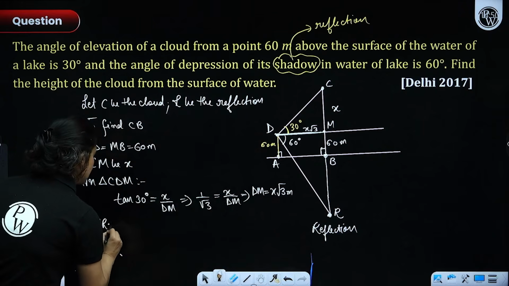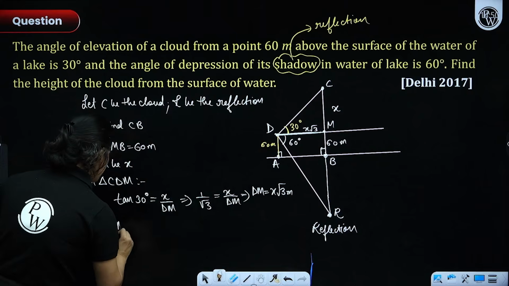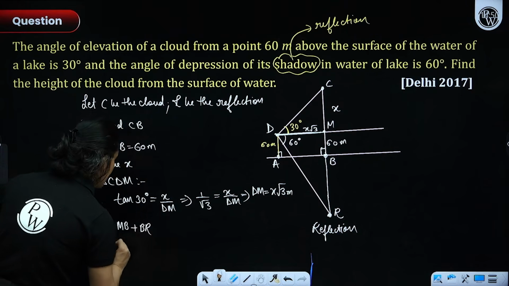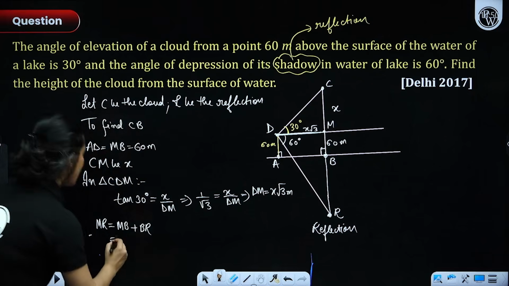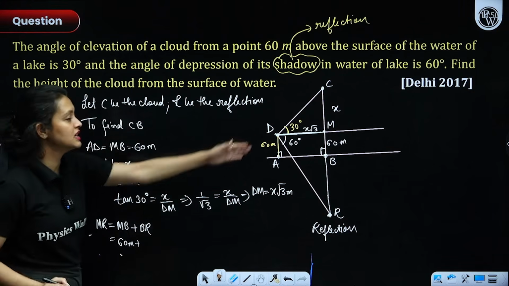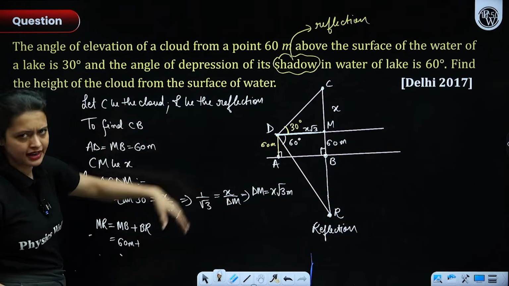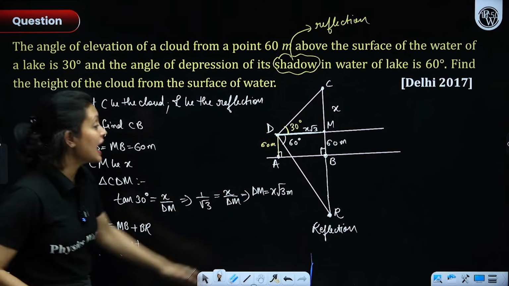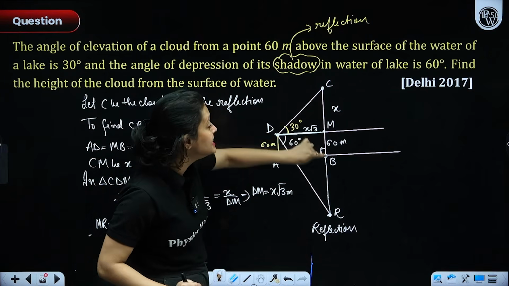MR is equal to what? It is equal to MB plus BR. Yes, everyone? Okay? That's very obvious. MB's value is obvious. It's 60 meters. Because MB is what? It's equal to AD. Because it's a rectangle, the entire thing. What is the value of BR though? Now I know that BR and CB will be equal.